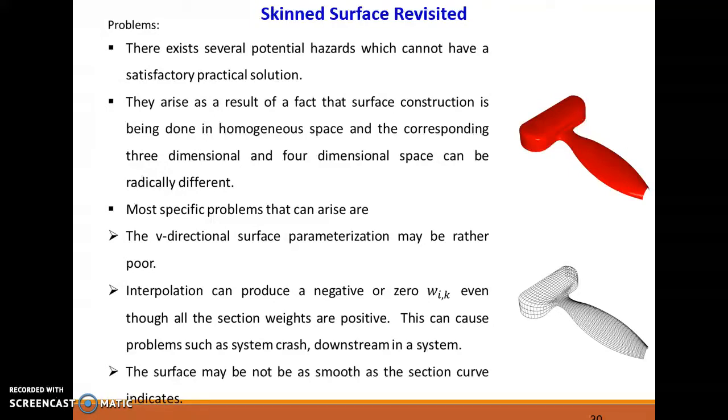More specific problems that can arise are: the v-directional surface parameterization may be rather poor. Interpolation can produce a negative or zero weight even though all the section weights are positive. This can cause problems such as a system crash downstream in a system. Even though all the section weights are positive, as we have seen, a big weight change can cause a negative or zero weight during the interpolation. So this is a more specific problem that arises. The next one is that the surface may not be as smooth as the section curves indicate.